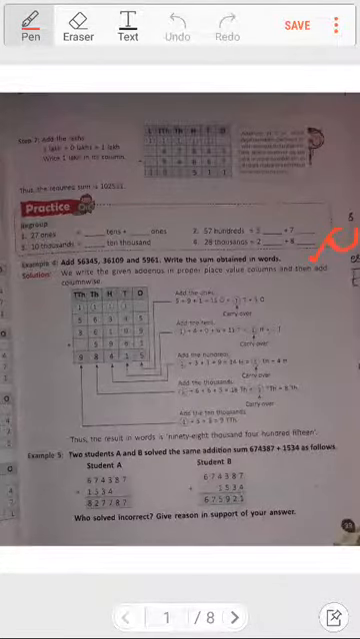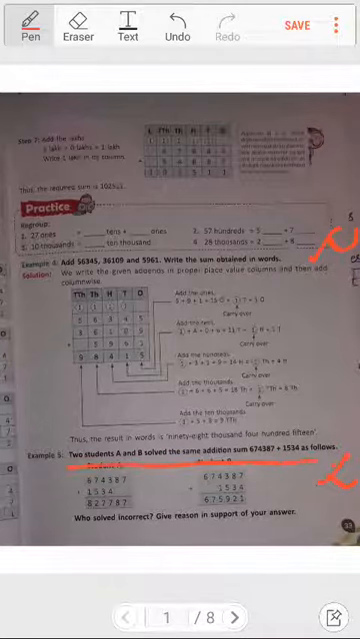So now what we will be doing is studying this lower question. Here it has been said that two students, A and B, solved the same addition, that is 6,74,387 plus 1,534, as follows. You can see here the students' names have been given, student A and student B. Who solved it incorrectly? That is the question.